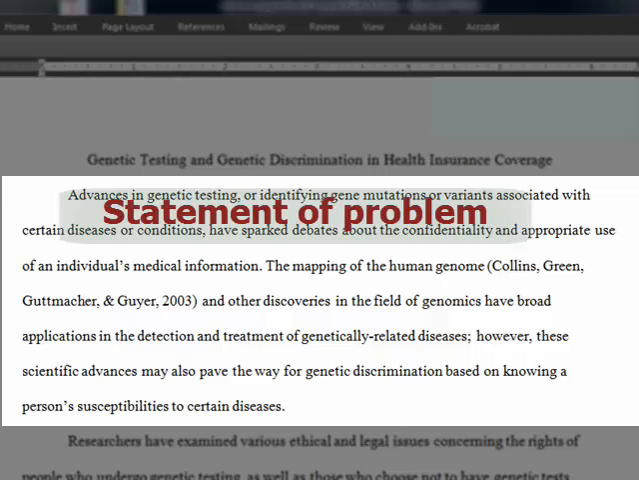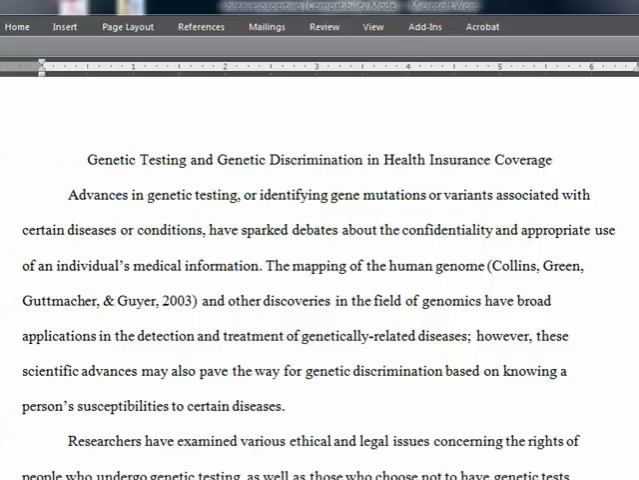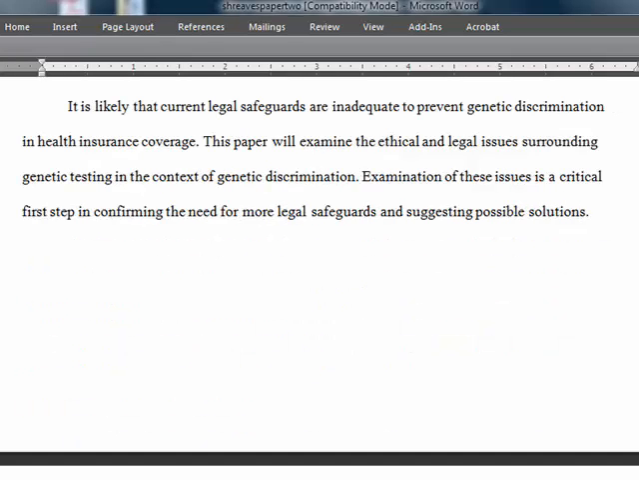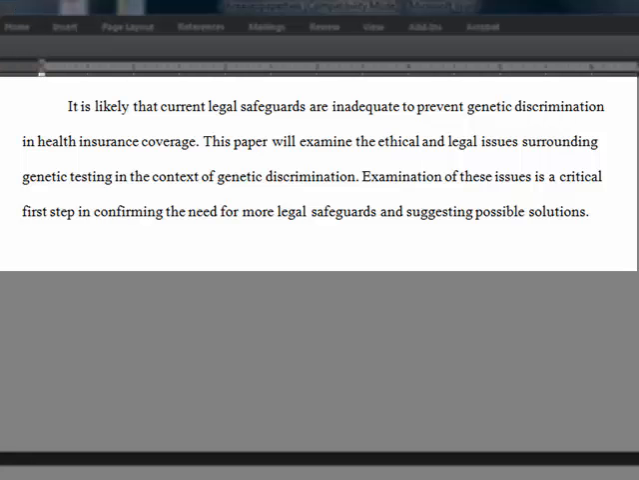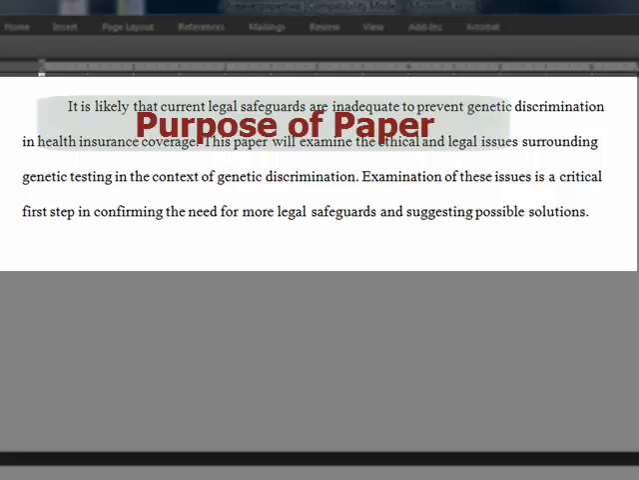So as you can see, this entire first paragraph was devoted to a statement of the problem. Let's skip down to the third paragraph, because here we are supposed to see a statement of the purpose of the paper. Let's take a look. It is likely that current legal safeguards are inadequate to prevent genetic discrimination in health insurance coverage. This paper will examine the ethical and legal issues surrounding genetic testing in the context of genetic discrimination. That's the statement of the purpose.